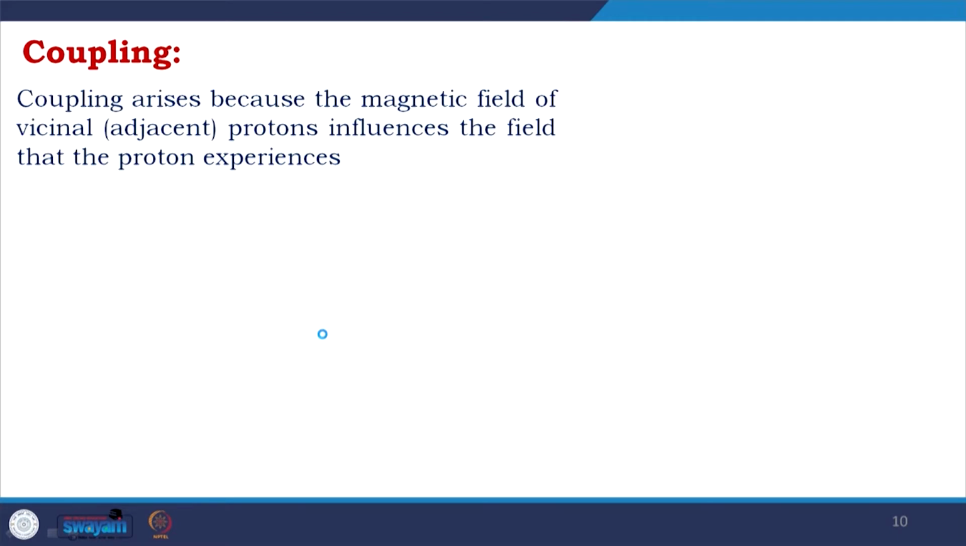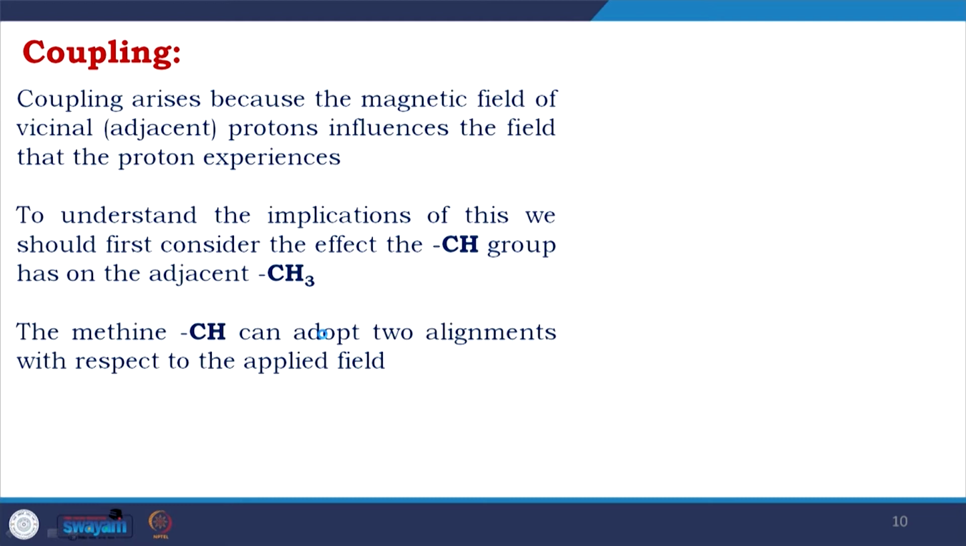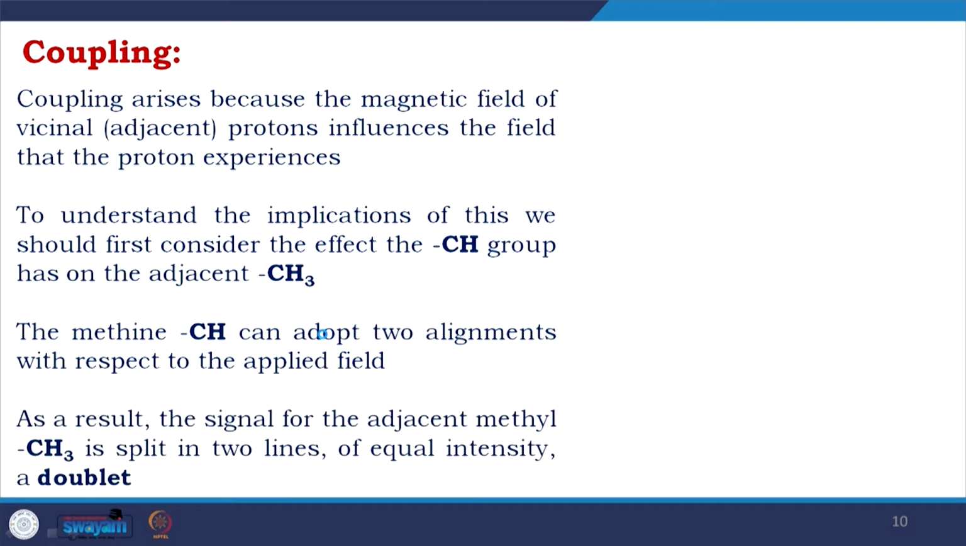So, coupling arises because the magnetic field of a vicinal or adjacent proton influences the field that the proton experiences. To understand the implication of this, we should first consider the effect the CH group has on the adjacent CH3. The methine CH can adopt 2 alignments with respect to the applied field. As a result, the signal of the adjacent methyl CH3 is split into 2 lines of equal intensity, a doublet.